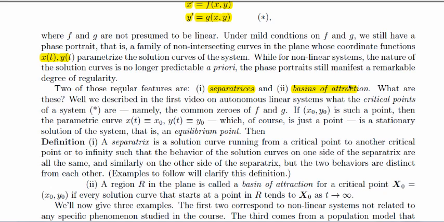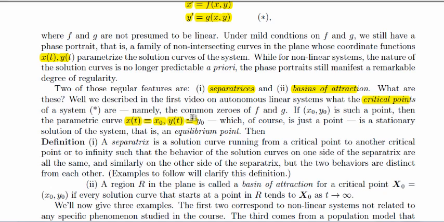So what are these? Well, we described in the first video on autonomous linear systems what the critical points of a system are. The critical points are namely the common zeros of F and G. If (x0, y0) is such a point, then if you define the parametric curves thus, so x of t is equal to x0 for all t, y of t is equal to y0 for all t, then of course you just have a point, the curve is a point, and that's a stationary solution of the system, or what we often call an equilibrium point.